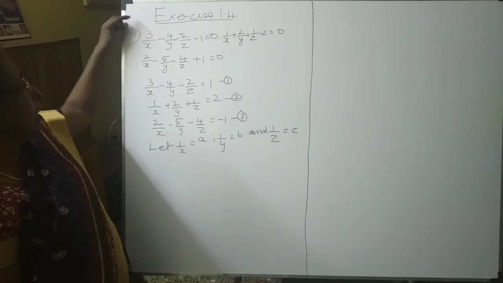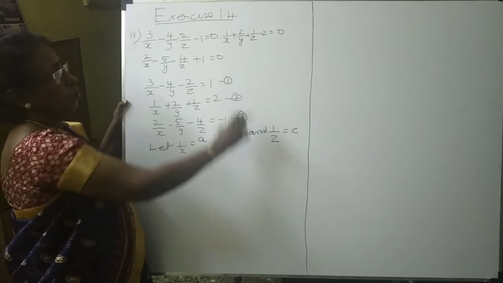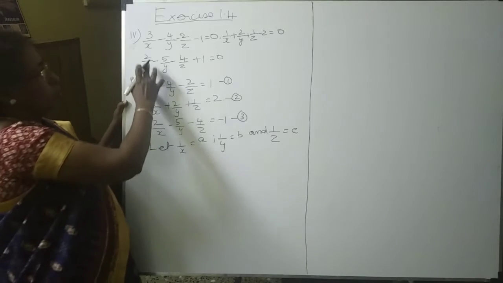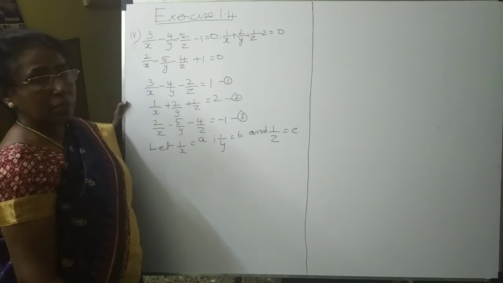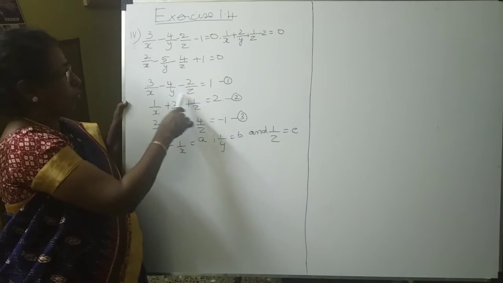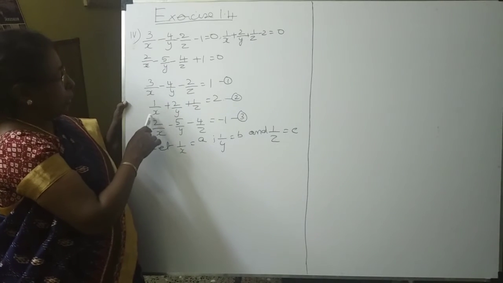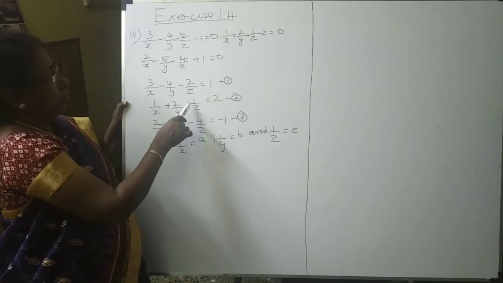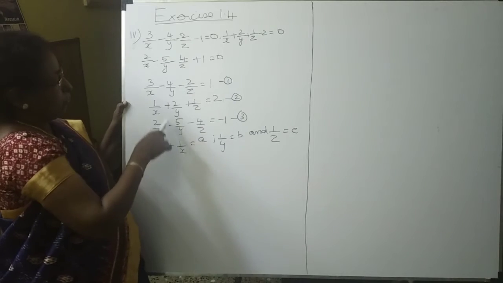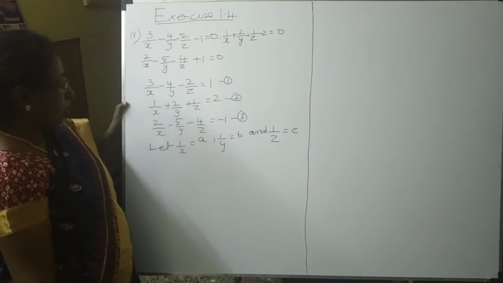In the fourth question we have 3 by x minus 4 by y minus 2 by z minus 1 is equal to 0. 1 by x plus 2 by y plus 1 by z minus 2 equal to 0. 2 by x minus 5 by y minus 4 by z plus 1 equal to 0. So rewriting these equations in this format, 3 by x minus 4 by y minus 2 by z is equal to 1. 1 by x plus 2 by y plus 1 by z, take this to the other side, equal to 2. 2 by x minus 5 by y minus 4 by z, take this one to the other side, it becomes minus 1.